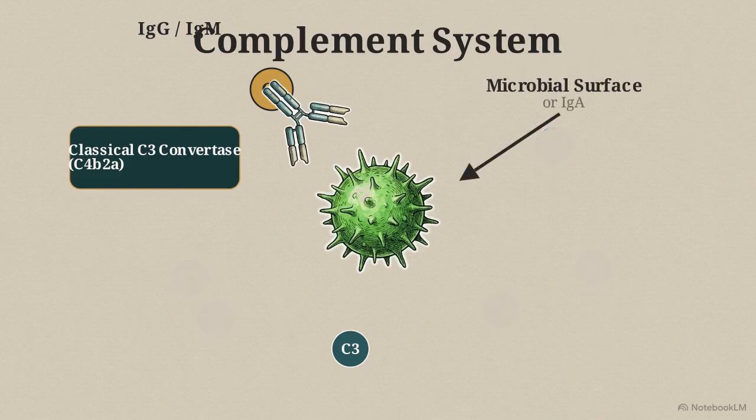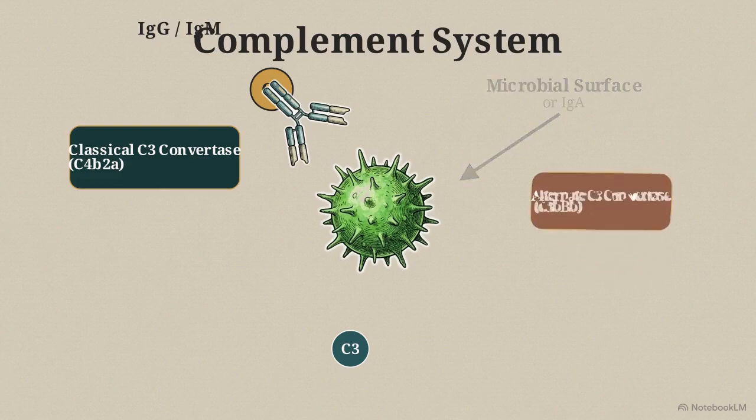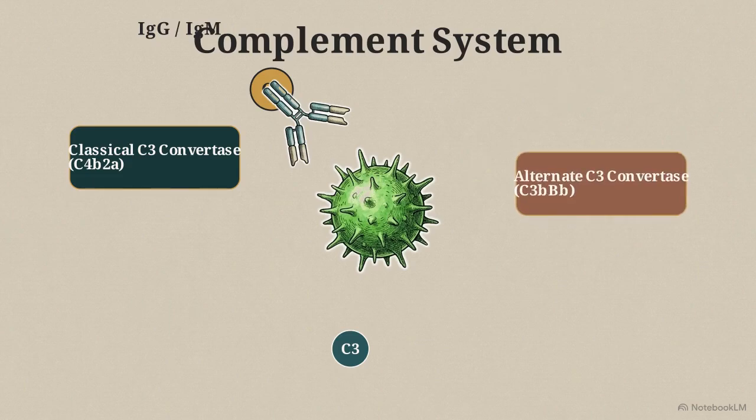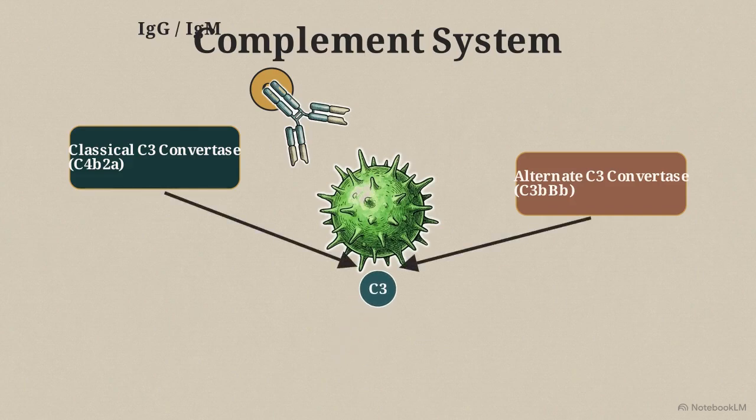The system has a built-in redundancy called the alternate pathway. It is triggered by IgA antibodies or direct physical contact with microbial surface molecules. This alternate route utilizes a circulating protein called factor B to build the alternate C3 convertase. Notice the structural convergence here.